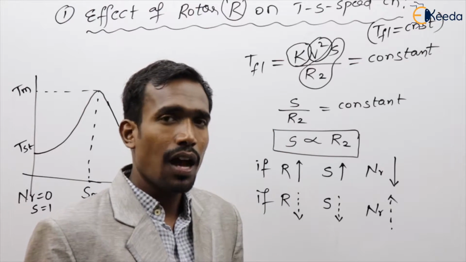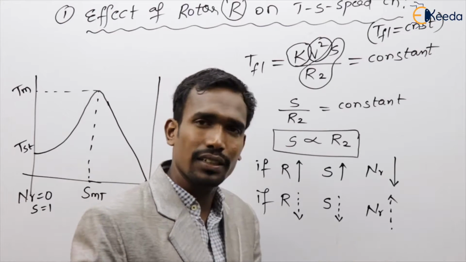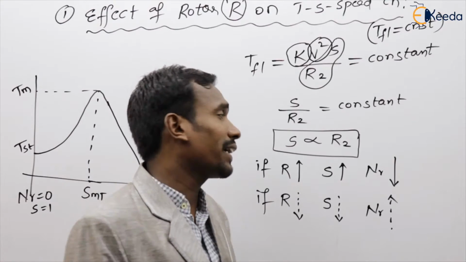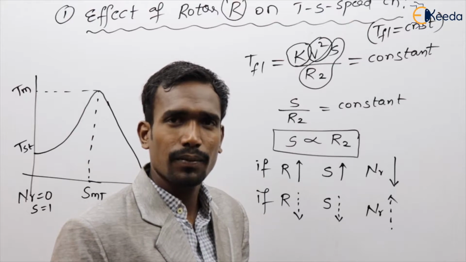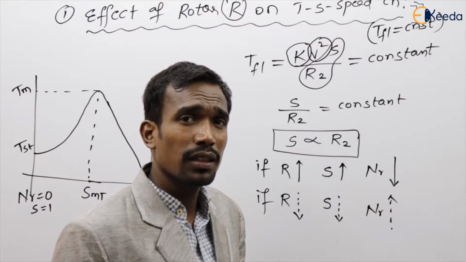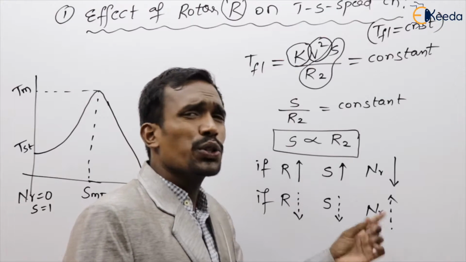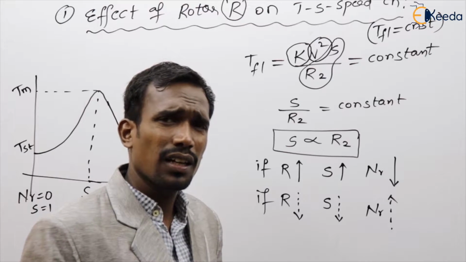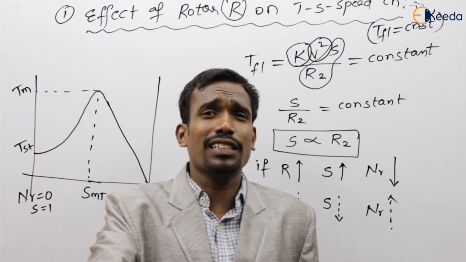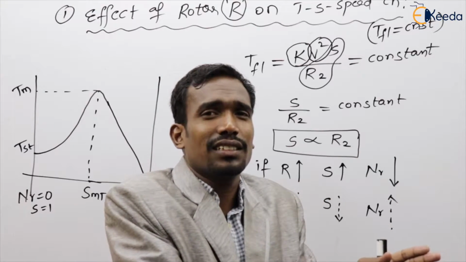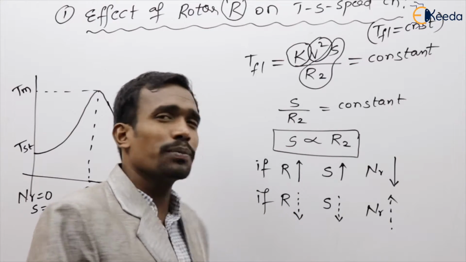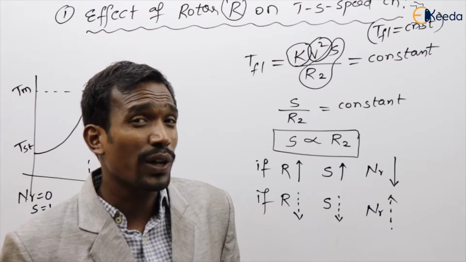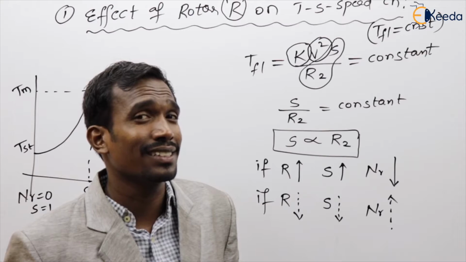I want to increase my speed. How can I increase my speed? To increase the speed, we have to reduce the rotor resistance. If you want to increase the rotor resistance, you can add extra resistance. But now I want to reduce my rotor resistance. How can I reduce my rotor resistance?